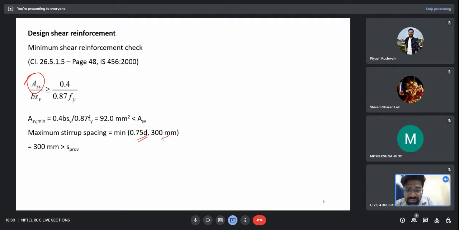Now the maximum shear spacing should be less than this value. The maximum shear spacing is 0.75 D and 300. So 0.75 into D, how much does it come? D is 500, so this is 375 and this is 300. The minimum of these values should be our maximum spacing. But the spacing which we have provided is even less than this value, that is 280. So all my checks are satisfied.